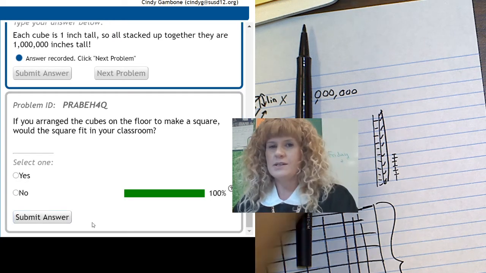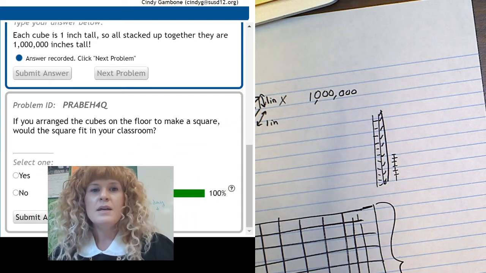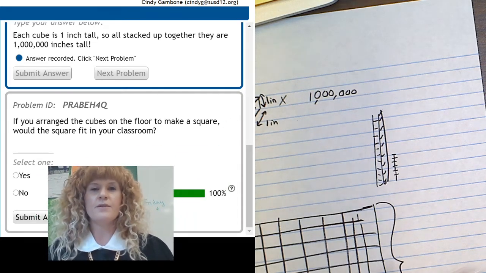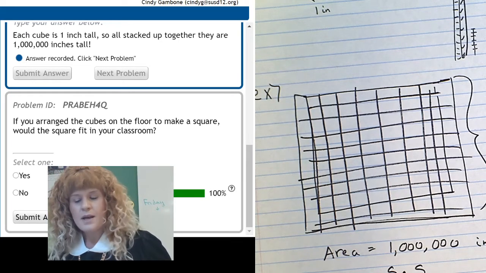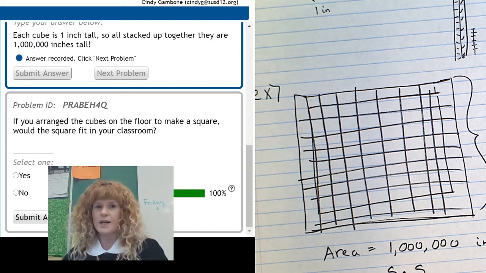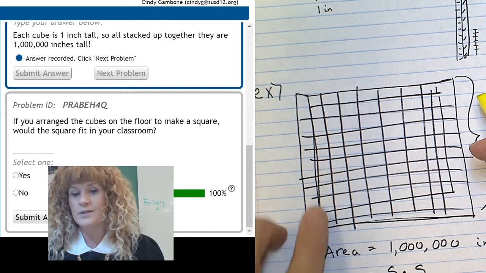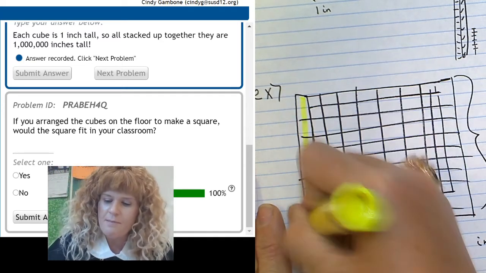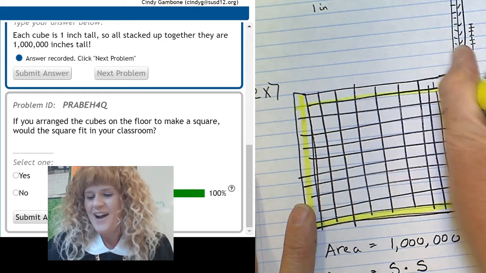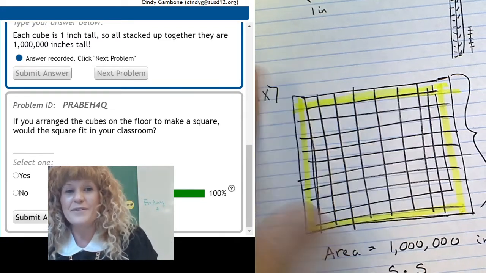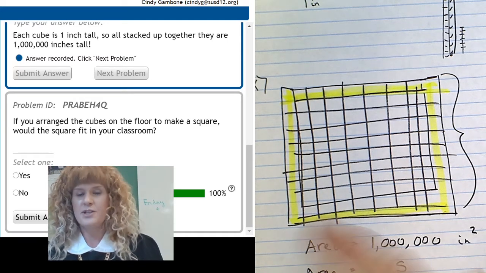Okay, next question is a little tricky, and I got this wrong the first time. If you arranged the cubes on the floor to make a square, would the square fit in your classroom? Let me tell you why I got it wrong the first time. Look at my paper. So here's a grid of all these cubes arranged in a square, but the first time I thought they meant only a perimeter, a square. I didn't know they meant like a flat filled in square. So I got it wrong the first time. This is what it should be though.